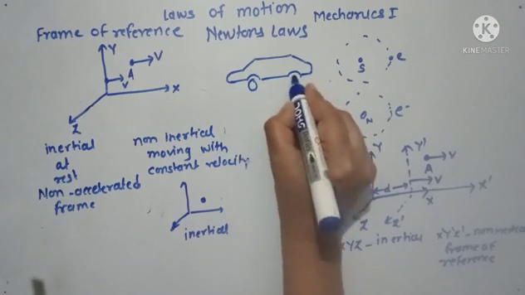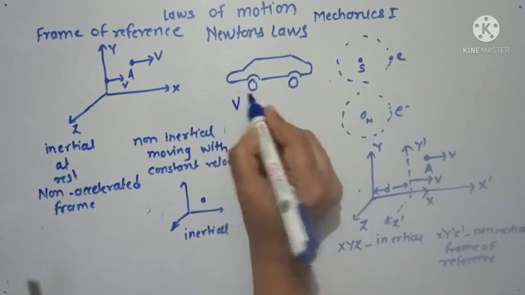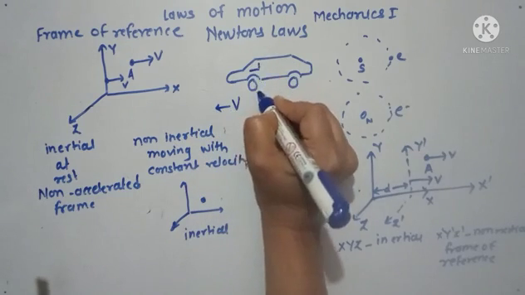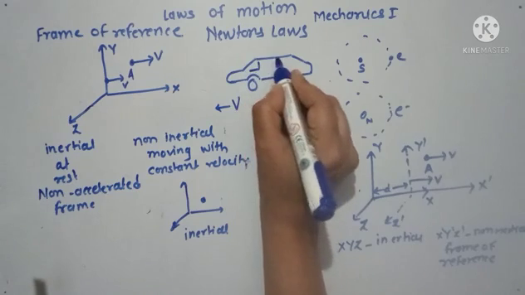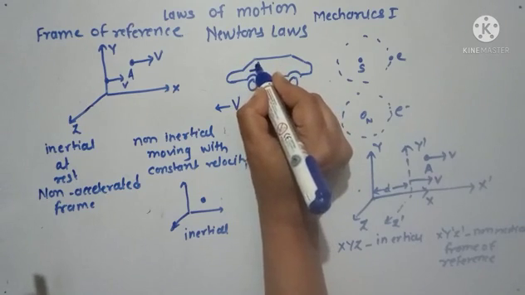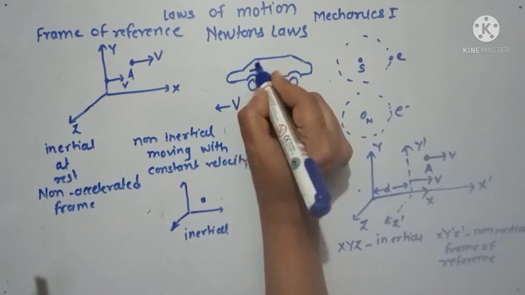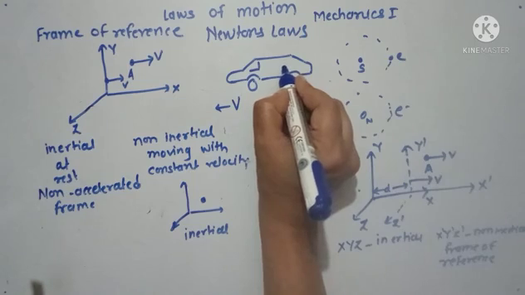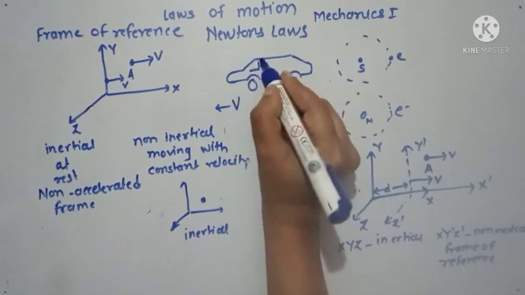Suppose this is a car, and the car is moving with some constant velocity, say v. The person sitting over here sees that this seat is fixed, the mirrors are fixed, the roof is fixed. So according to him, the seat is an inertial frame of reference for the driver, and the things which are moving along with him with the same velocity are all in an inertial frame of reference.